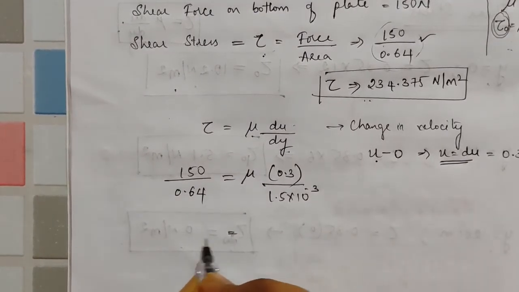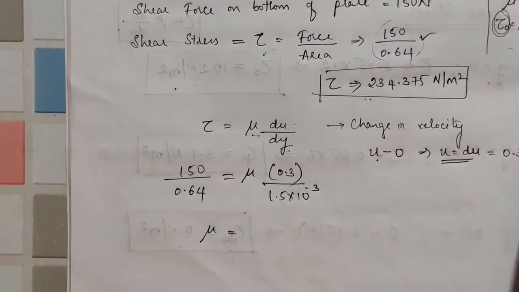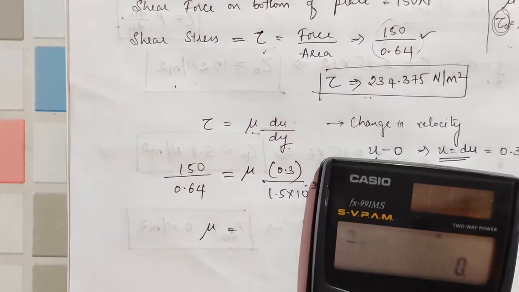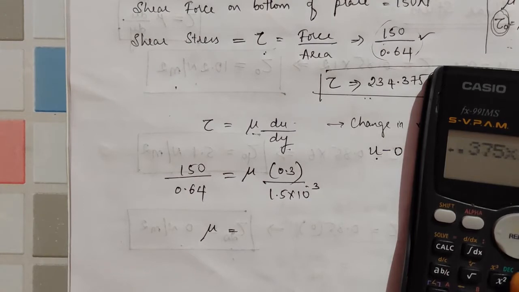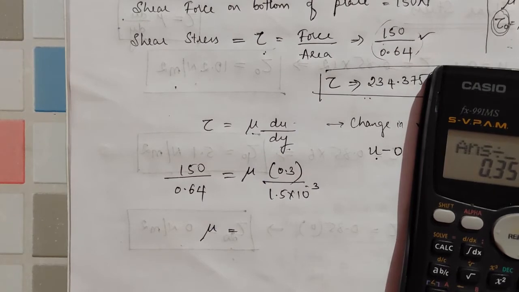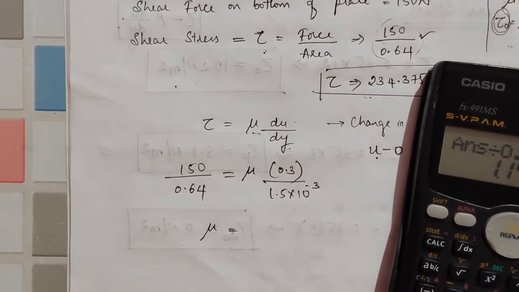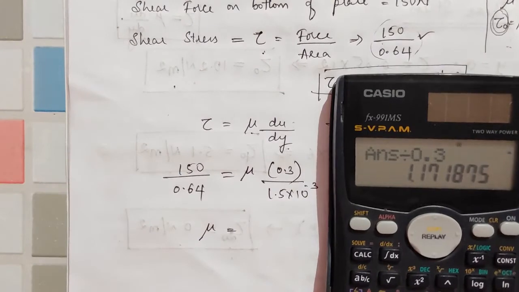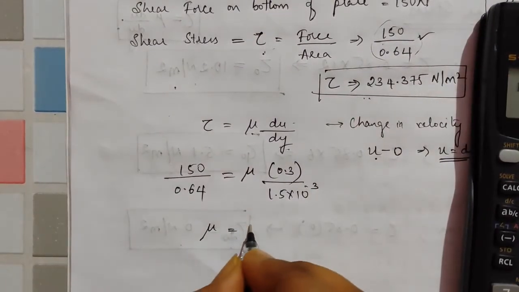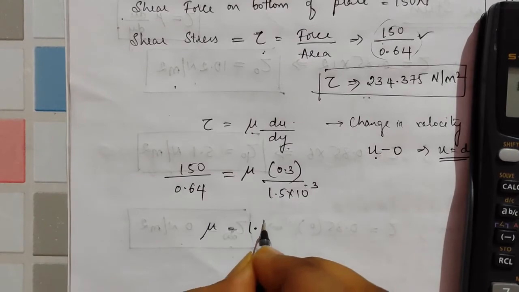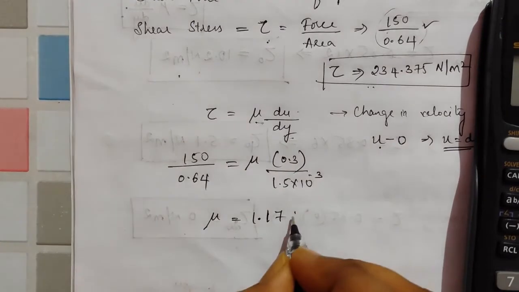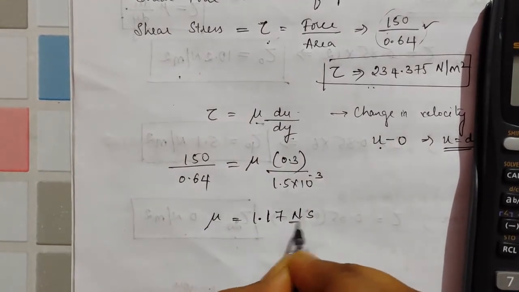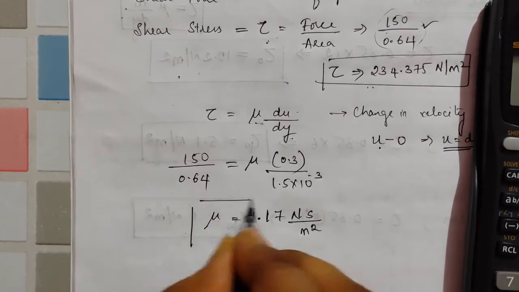Then the value of mu will be, after simplifying, this we already simplified, that is 234.375 into 1.5 into 10 power minus 3 divided by 0.3, it is 1.17. Okay, so the value of mu is 1.17. What is the unit of mu? Newton second per meter square.